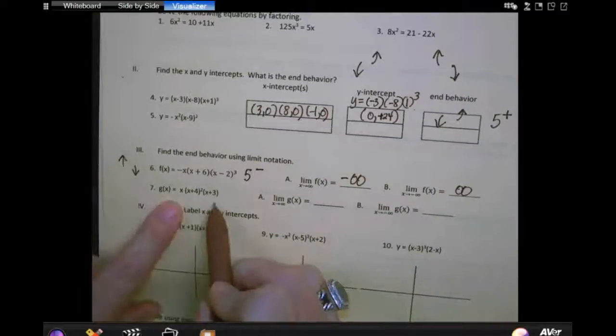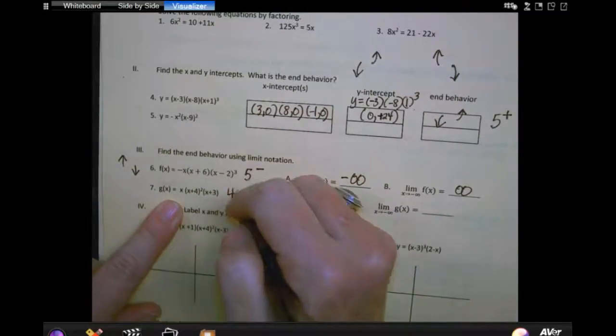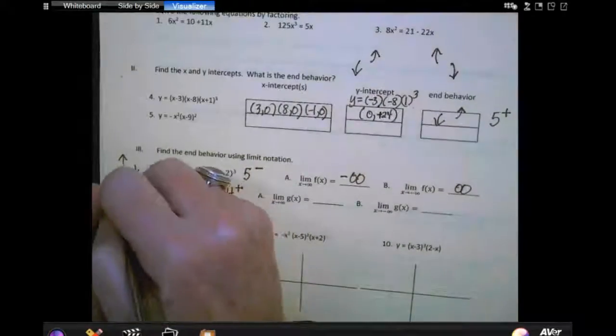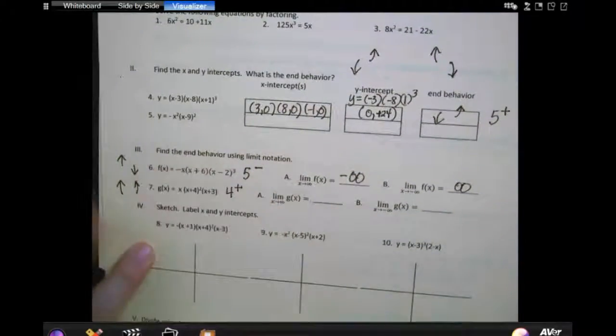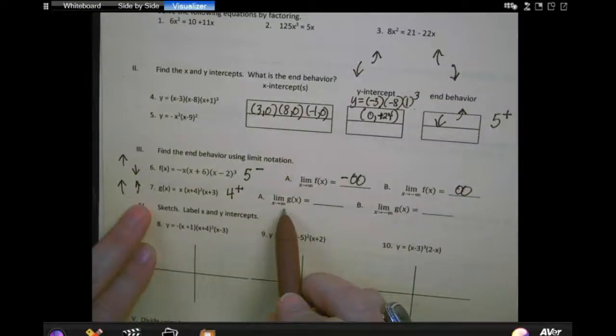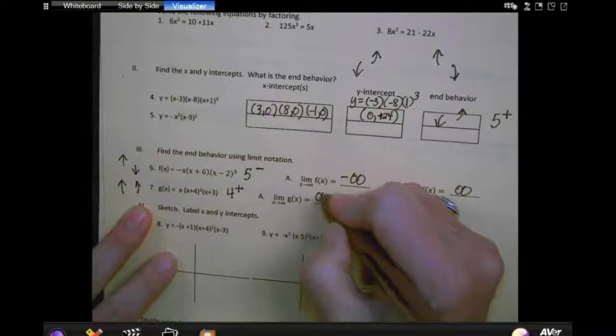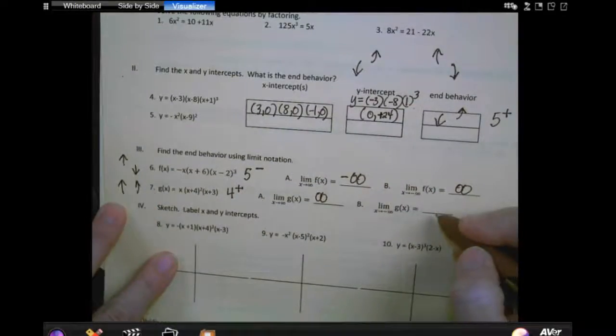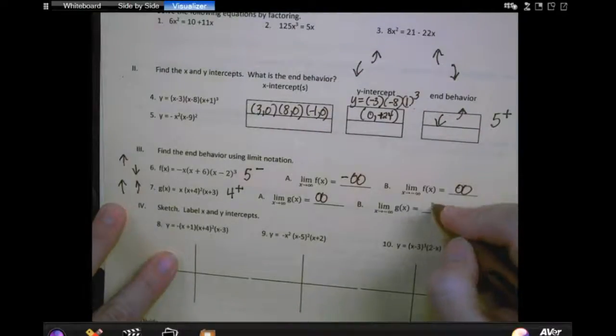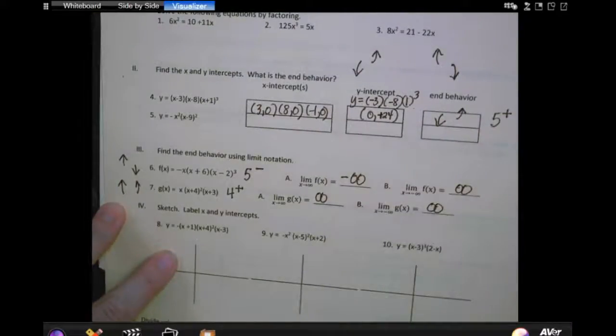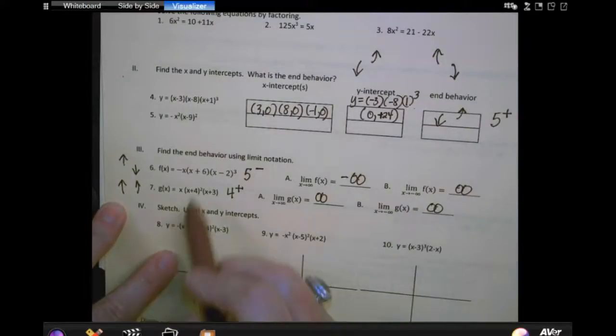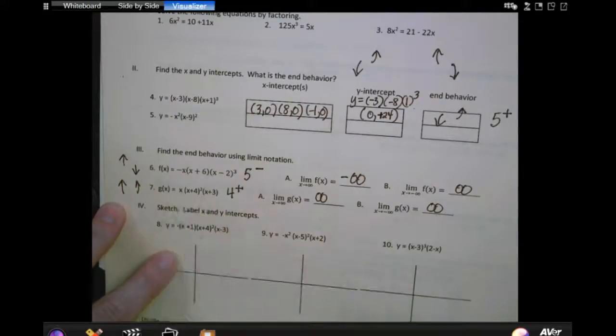So what's the power on the next one? 4. It's positive, so the end behavior is up and up. So the limit as x goes to infinity is positive infinity. The limit as x goes to negative infinity is positive infinity. Two, 1, and 1.